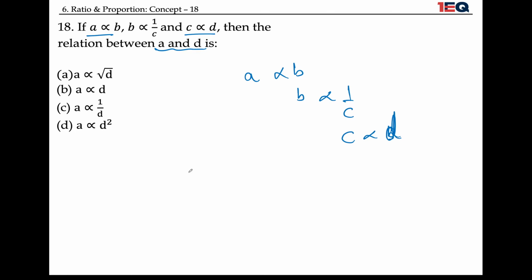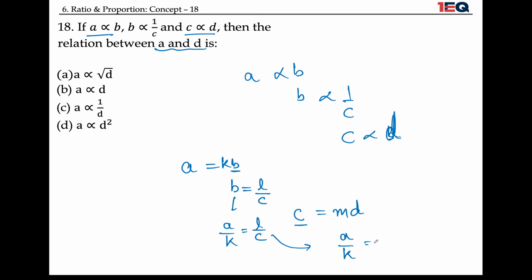A is proportional to B, right? A is equal to KB, B is equal to L upon C, and C is equal to MD. Okay, let me put the value of B as A upon K. The value of B is equal to A upon K is equal to L upon C. Let me put the value of C as MD. A upon K is equal to L upon MD.